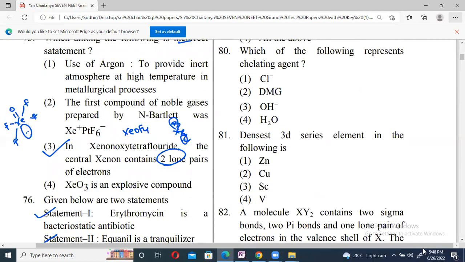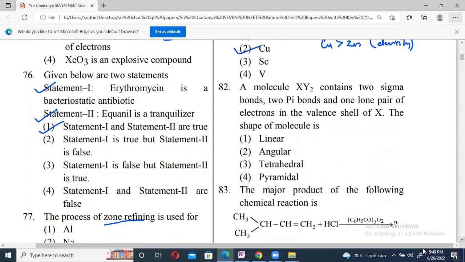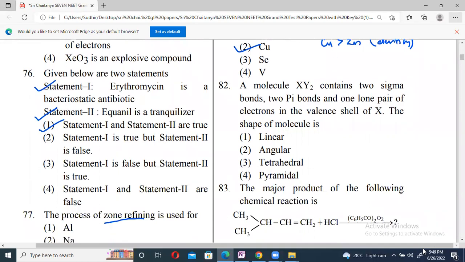Question number 80. Which of the following represents the chelating agent? DMG, dimethyl glyoxime, right? Then the densest 3d series element in the following series. Sir, copper. Direct question from the NCERT, beta. And if they ask among copper and zinc which has a higher density, copper will have a higher density. NCERT question.